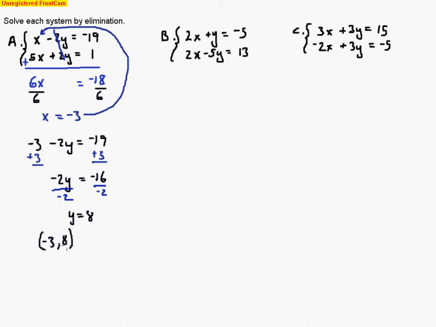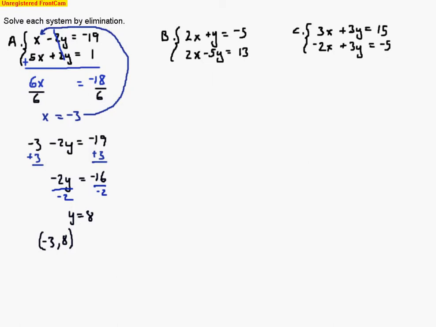So this method works really well when x's and y's are lined up. When you don't have a variable solved for, this is the method to use. Well, the next two problems require an extra step. We just can't add the two equations together.